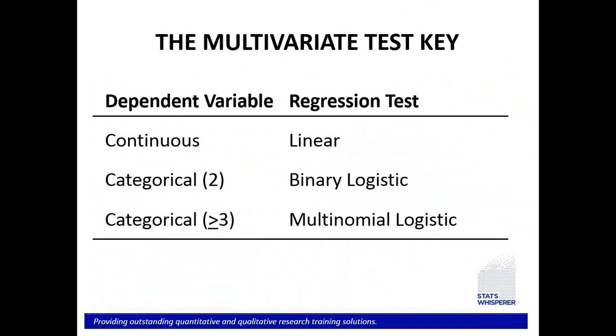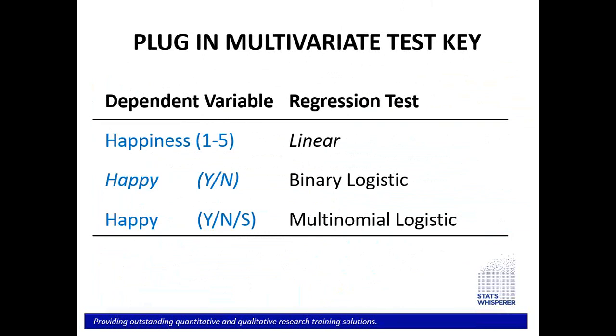And if we plug in our sample variables, this is what we see, right? If the dependent variable is happiness 1 to 5, continuous, we use linear regression, right? If it's happy, yes, no, which is our case here, we use binary logistic regression. Now, multinomial logistic, we're not going to review in this program, but that's what would be used if we were looking at happy in 3 categories, yes, no, or somewhat, as the dependent variable.